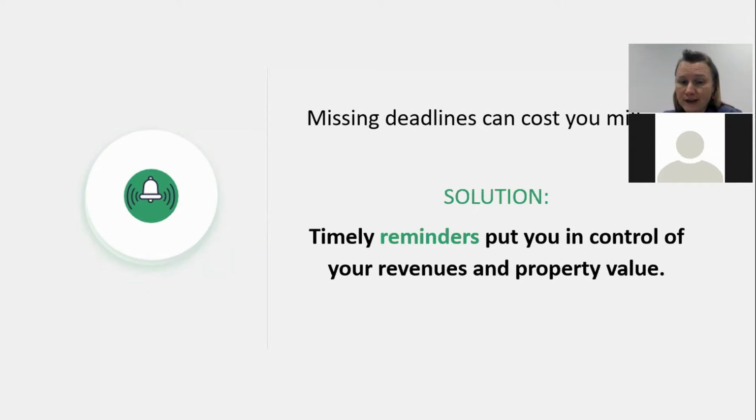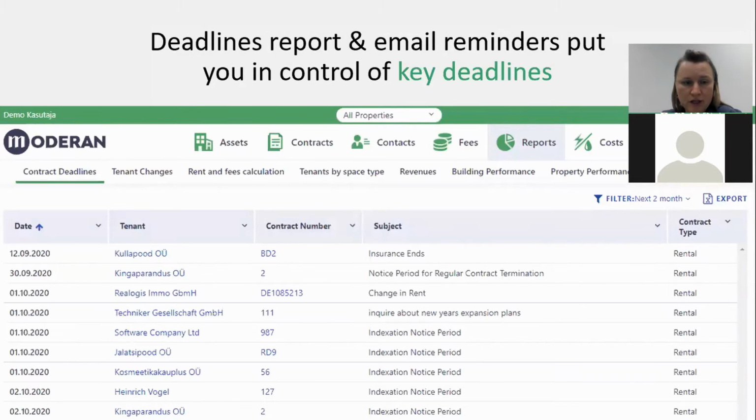To make sure of that, Moderan, of course, provides email reminders, but also a task list type of overview of the reminders. So here's an example of a classic deadlines review, where you see instantly all of your overdue, well, first it's the next 2 months deadlines, because this is what you normally work with.